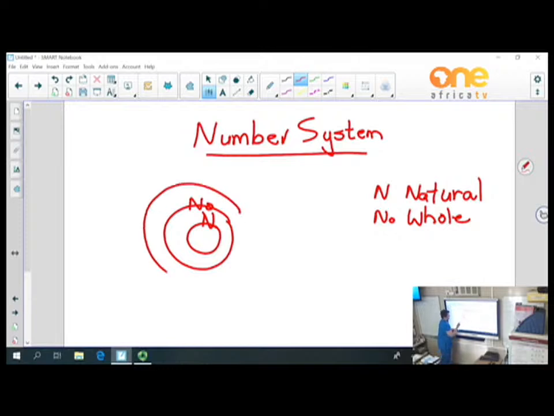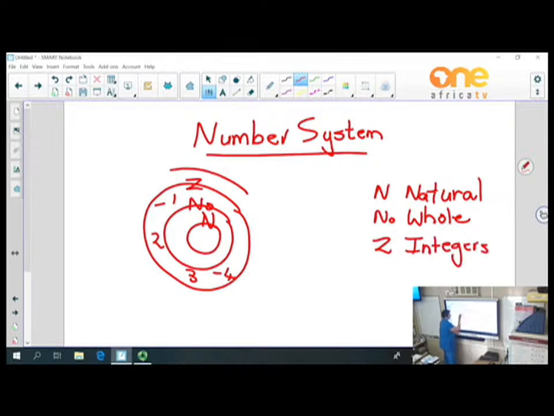Then when you came in grade 8, you learned about integers. Integers are positive and negative whole numbers. So for instance, -1, 2, 3, -4, that's the set of integers. They call it the Z set, and this is the set of integers.